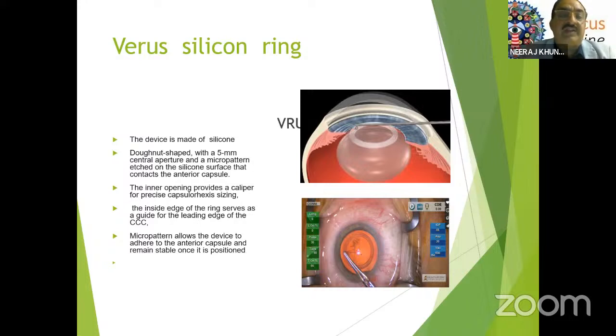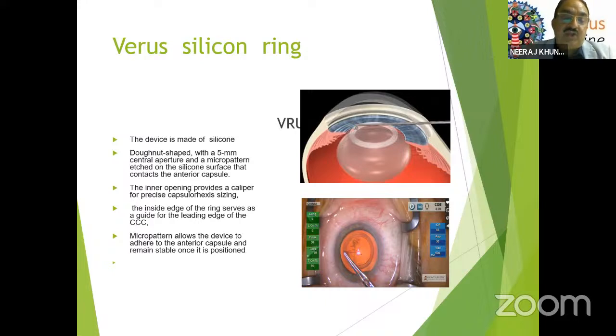Then there is one Virus silicone ring. I'll just talk about it. The device is made of silicone. It's a donut shape with a 5 millimeter central aperture and a micro pattern etched on the silicone surface that contacts the anterior capsule. The inner opening provides a caliper for precise capsulorhexis sizing.